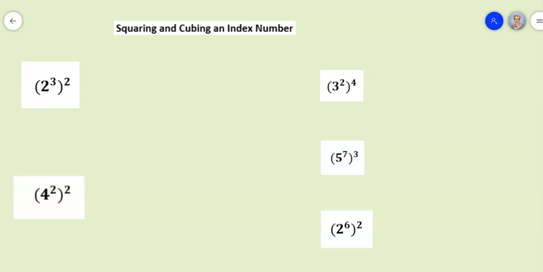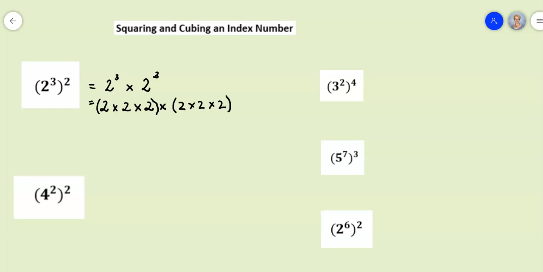When we square a number like 4, it means that we multiply it by itself. 4 squared is 4 times 4. So when we square 2 cubed, this is going to be equal to 2 cubed times 2 cubed. Now, we know that 2 cubed is 2 times 2 times 2. And then we're multiplying that by another 2 cubed, which is another 2 times 2 times 2.